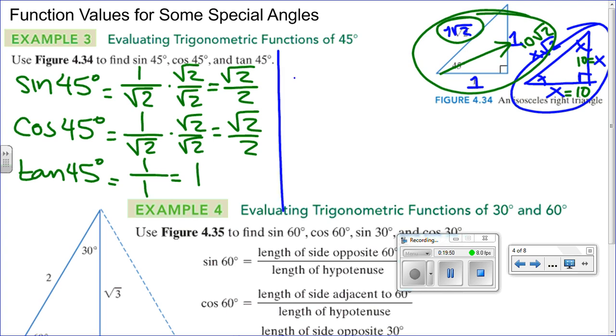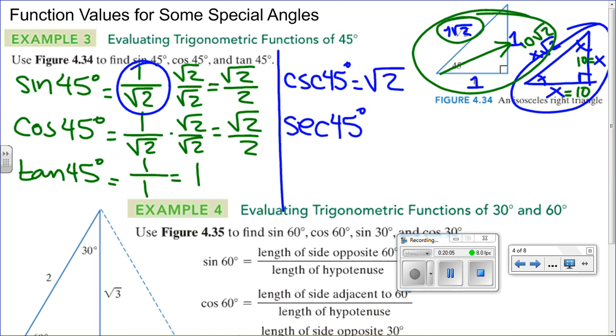Now for the reciprocal identities, cosecant, we're going to get the reciprocal, but before rationalizing, so that is square root of 2. Reciprocal of cosine is secant, and that will also be square root of 2. And then cotangent, what is the reciprocal of 1? Also 1. And that's it. We got it.